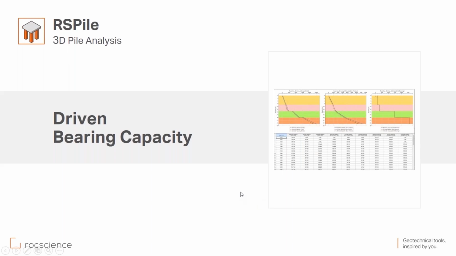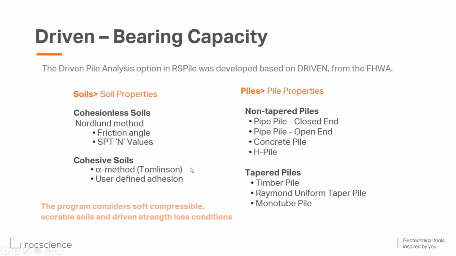So let's start with Driven. Driven is bearing capacity of driven piles, and it's based on the program DRIVEN from the Federal Highway Administration, and it shares the same soil properties and pile properties.